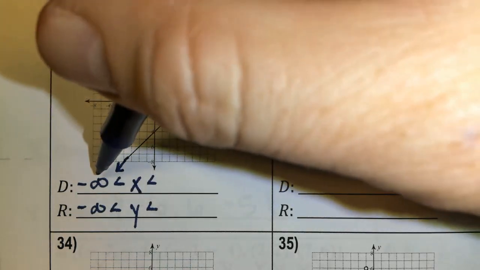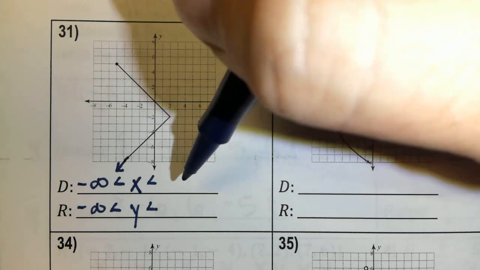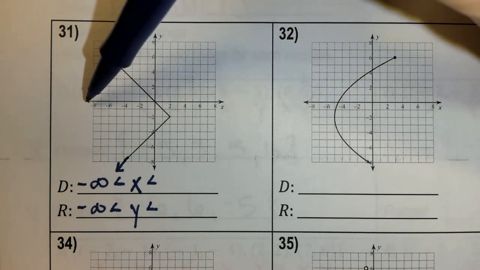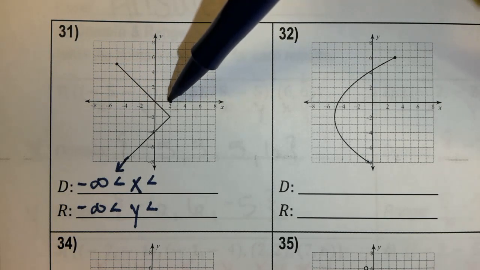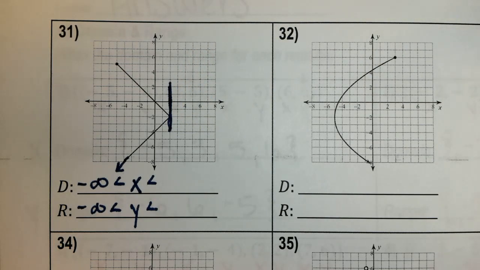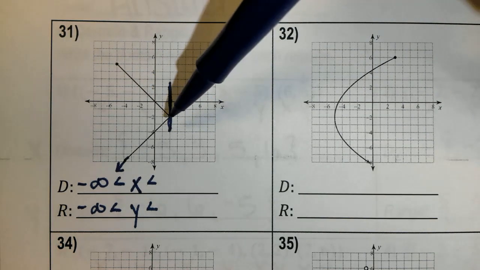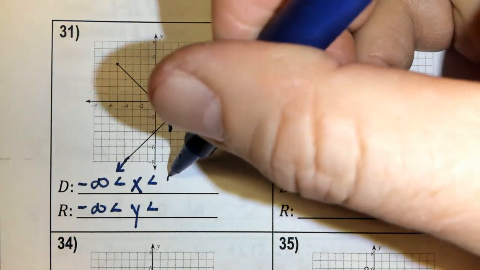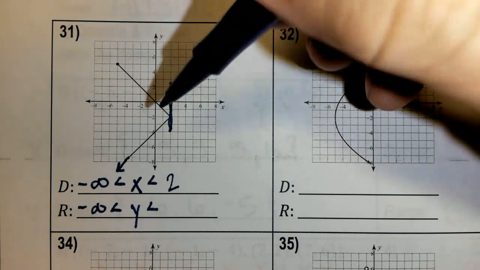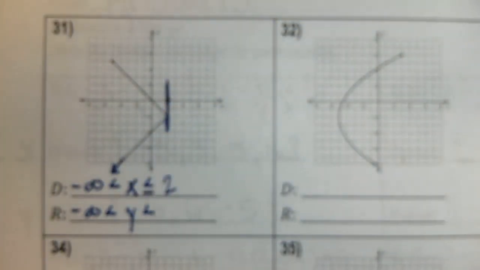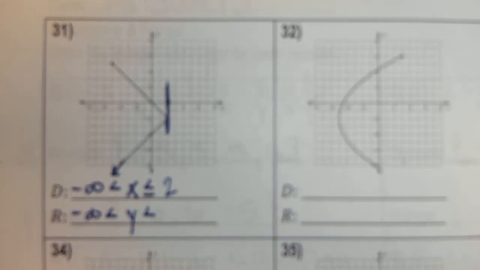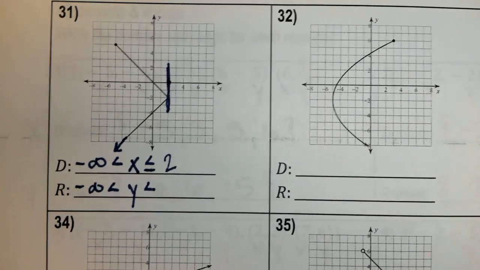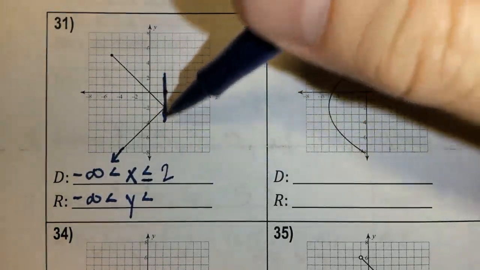My domain is from left to right, so I need to find the right side of my graph. Here's my x-axis. The furthest right that I go is right here. It's just like a wall. I hit the wall and I go left. So this number on the x-axis is 2. And because it's a line, lines get underlined. Pretty much if it's not an open circle or infinity, then you underline it. So my right side is 2.